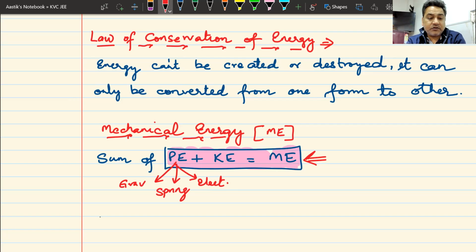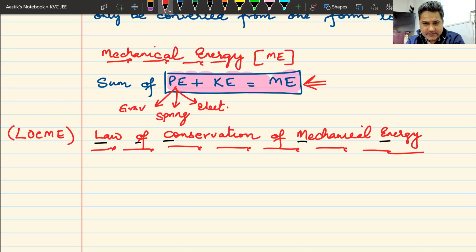If you noted this down, then comes the next heading, which is the most important heading of this chapter: law of conservation of mechanical energy. In short, I call it LOCME.